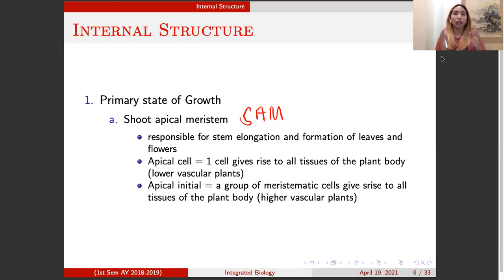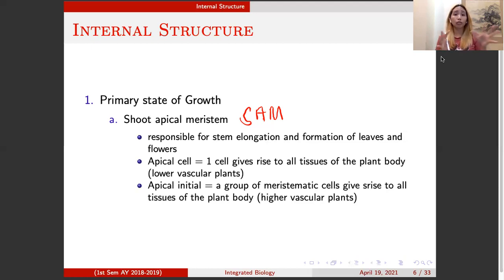When you say initial, the term pertains to meristematic cells, but it's a group of cells. When you say initial, this is a group of meristematic cells, which means it is highly dividing, so it gives rise to new cells. So a shoot apical meristem can be characterized as having an apical cell or having an apical initial. For our guidance, those that have apical cells are actually lower vascular plants, and you will not see apical cells in higher vascular plants. Rather, what you're going to see is apical initial. So let's just make that clear.